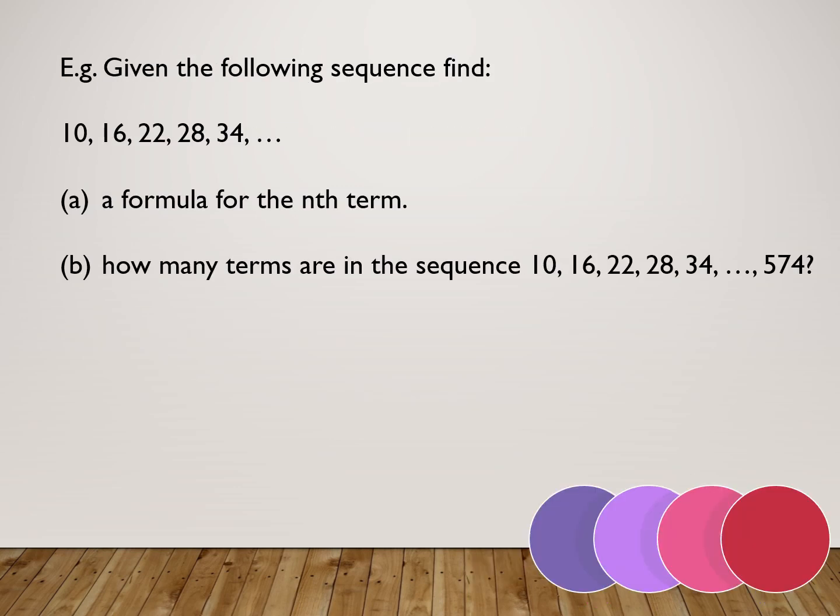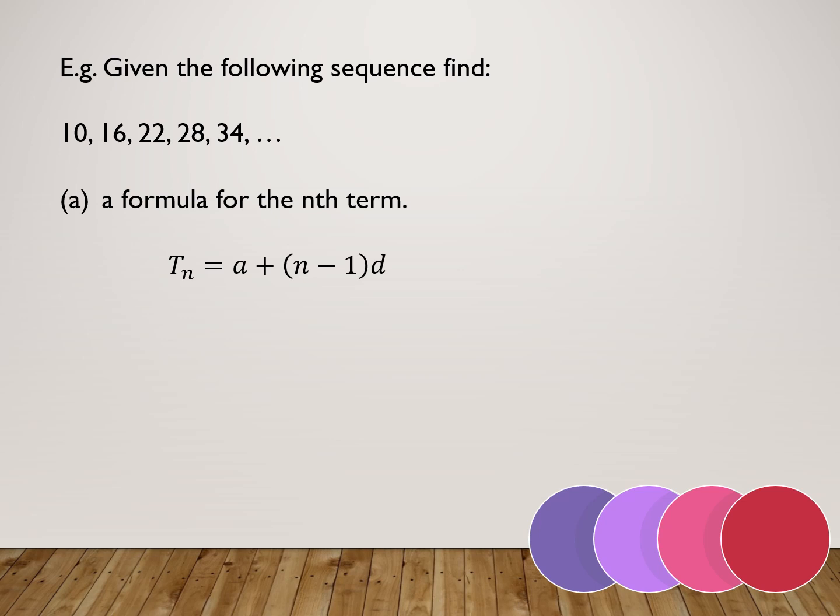So now we'll use this to answer a question. We've got a sequence here that's 10, 16, 22, 28, 34. That's an AP because all the differences are 6, so it's going up by 6. And the first term is 10. So we're going to find a formula for the nth term, that Tn formula. And we're going to have a look at how many terms are in the sequence that ends in 574.